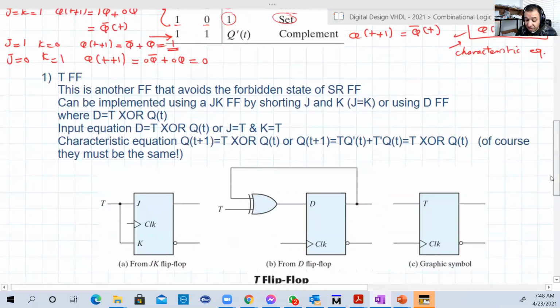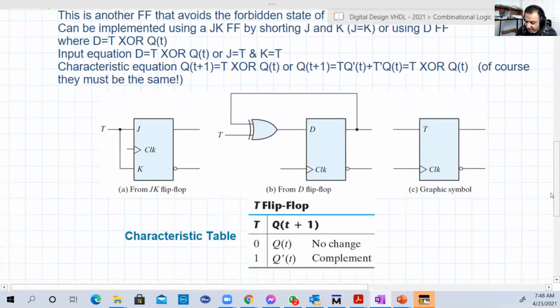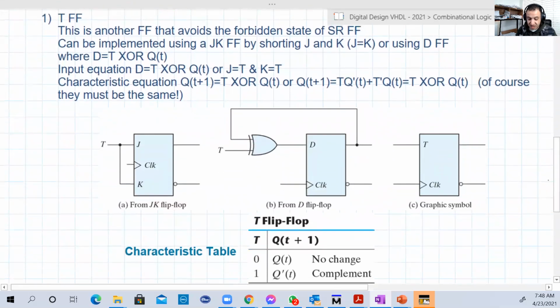The third type of flip-flops is the T flip-flop. The T flip-flop is basically, again, a modification of the SR flip-flop in which you avoid the forbidden state. And as we did with the JK, which was implemented over the D, which is a modification of SR, T can now be implemented using both a JK flip-flop and a D flip-flop. And that's logical, because JK is basically a modification of the D. So that's why you can have both implementations.